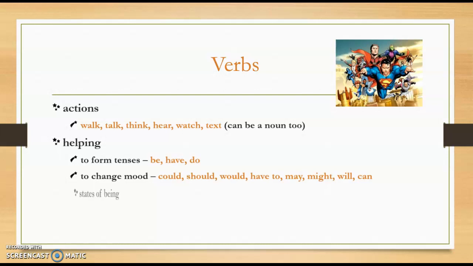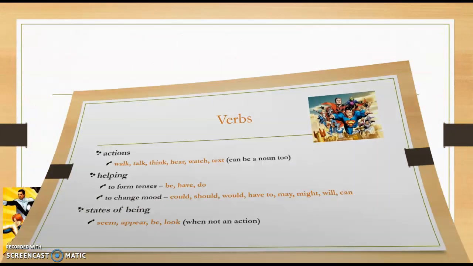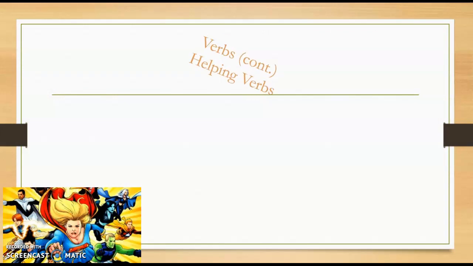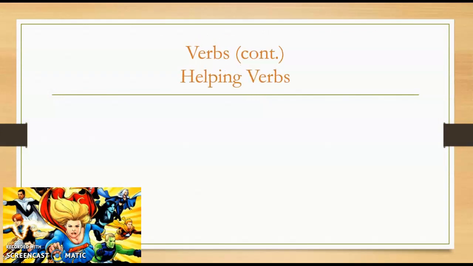The third type of verb is a state of being verb, and those are the verbs that describe rather than act, so they're not actions. So seem, appear, be, or look. So you can look tired, that's a state of being, but if you say look, that's going to be an action. So you have to kind of pay attention to these things and how words are used in sentences. So let's look at the helping verbs a little bit more.